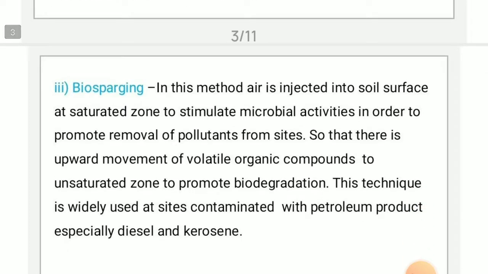Next is biosparging. In this method, the air is injected into the soil at the saturated zone to stimulate microbial activity in order to promote the removal of the pollutant from the site.